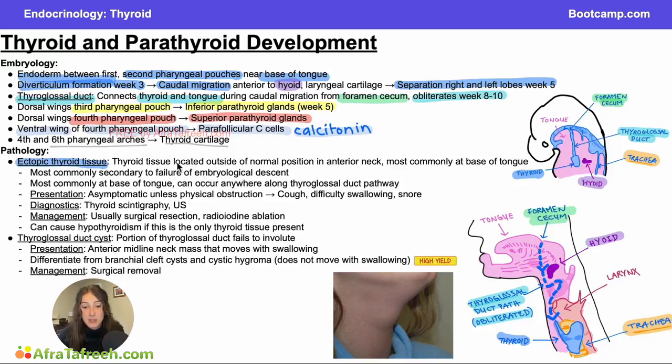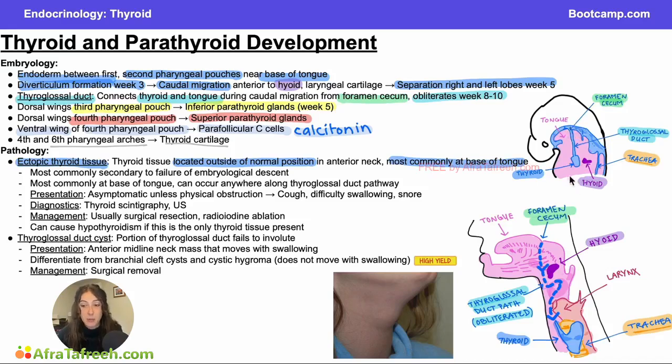And that is going to lead to thyroid tissue that's located outside of the normal position in the anterior neck, right? We didn't make it to this anterior neck position. So we're going to have thyroid tissue that's in a different spot. And this is most commonly going to occur at the base of tongue. That should make sense to you because we started out at the base of our tongue.